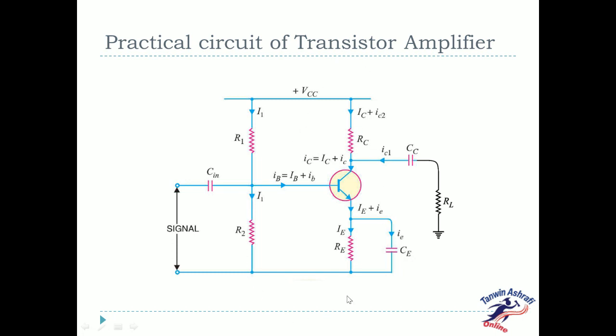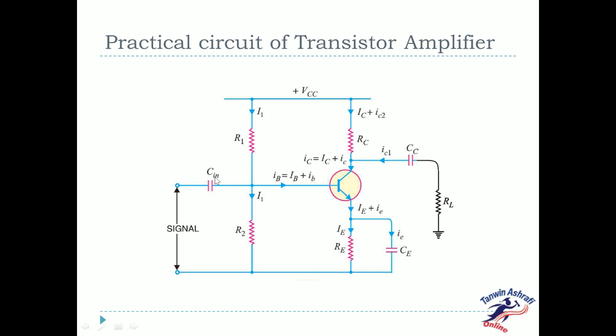Biasing circuit. Resistances R1, R2, and RE form the biasing and stabilization circuit. The biasing circuit must be stabilized at a proper operating point, otherwise a part of the negative half cycle of the signal may be cut off in the output.